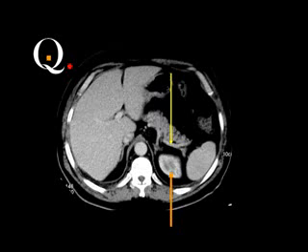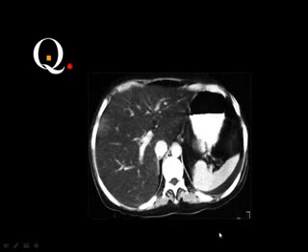Then what is that? This is the left kidney. And which segment is this one? The number of the segment? 3. Yes, this is segment 3, okay? And this? 6. Very good. And this? This is the caudate lobe, number 1. Okay. Then what's your diagnosis?